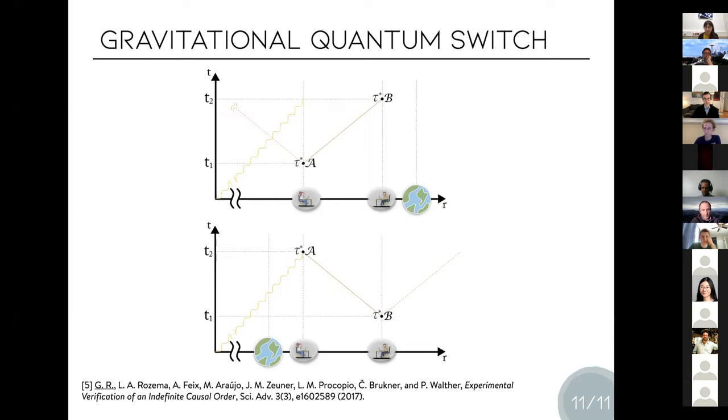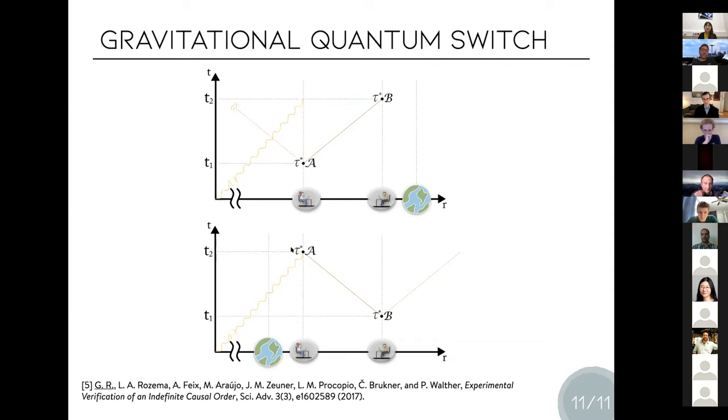Now, just to give you a brief understanding of what a gravitational quantum switch is, imagine that we have very, very powerful experimental capabilities, and we can put a planet in a quantum superposition. Suppose that Alice and Bob I was showing you before are still inside their local laboratories, but say, for instance, that Alice is closer to one of the positions of the planet, and Bob is closer to the other position of this planet in quantum superposition. Then, according to the position of the planet, either the operation of Alice would happen before the operation of Bob, or vice versa, the operation of Bob would happen before the operation of Alice.